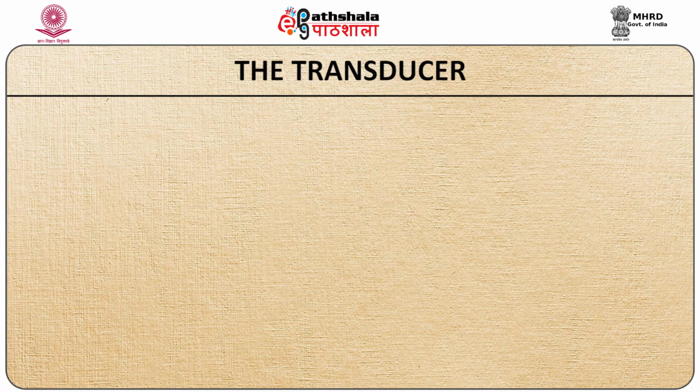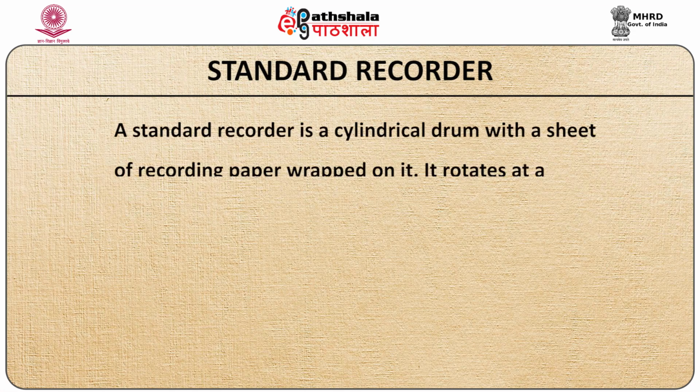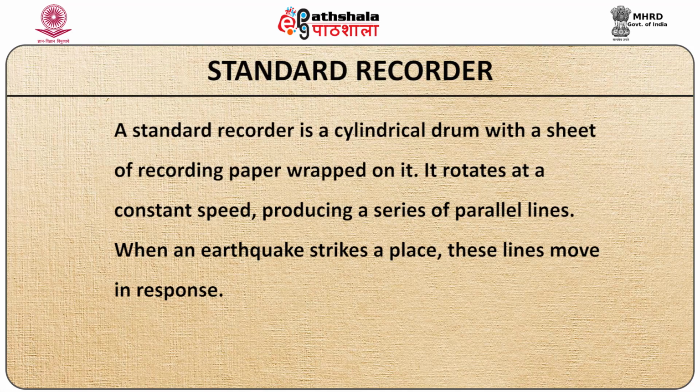The transducer is capable of detecting the relative motion between the mass and the ground, which it converts into a recordable form. A standard recorder is a cylindrical drum with a sheet of recording paper wrapped on it. It produces a series of parallel lines. When an earthquake strikes a place, these lines move in response.